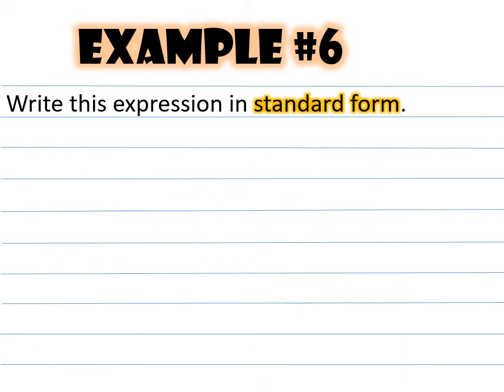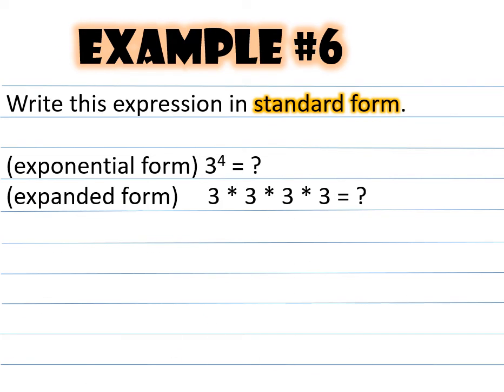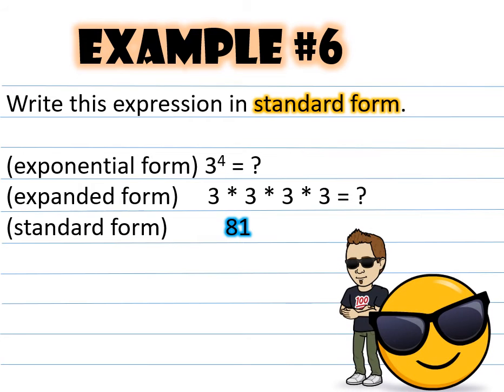Example number 6. Write this expression in standard form. In exponential form, it's 3 to the 4th power. In expanded form, that would mean 3 times 3 times 3 times 3. By the way, the answer is not 12. The answer is 81. That's all you got to do.